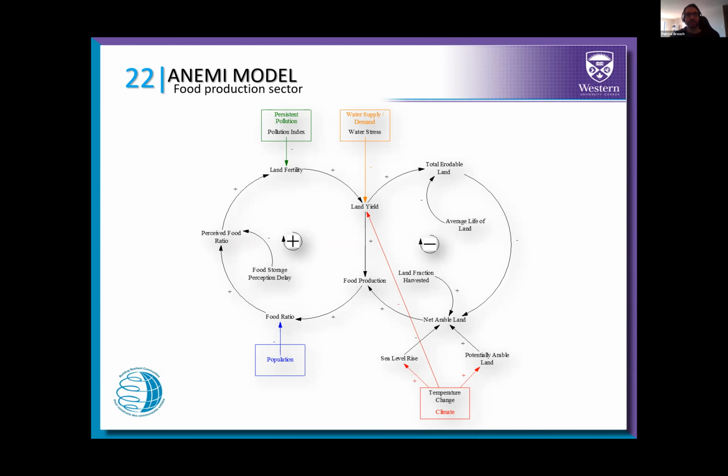One positive loop represents the effect of increased food production, driving more reinvestment into increasing land fertility, thus increasing food production again. The negative loop represents decreasing land yield due to land erosion, which causes less arable land to be available for food production. Climate change effects are included in this sector through impacts to land yield due to heat stress, increases in potentially arable land in northern regions with increasing temperatures, and sea level rise inundation, reducing agricultural land.